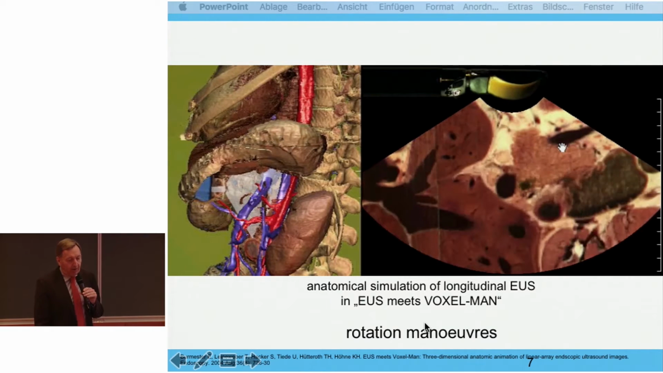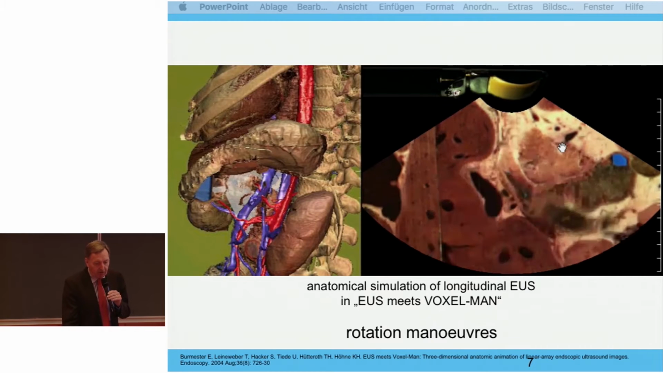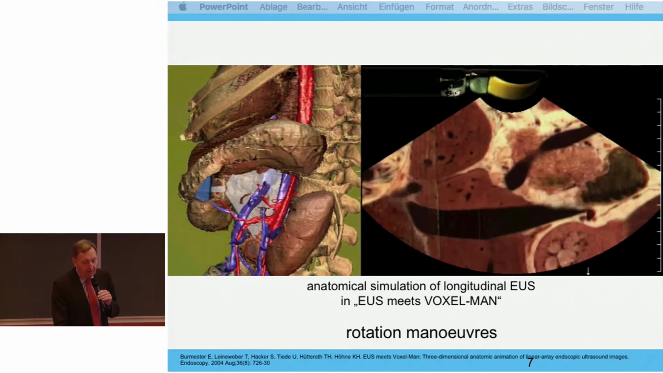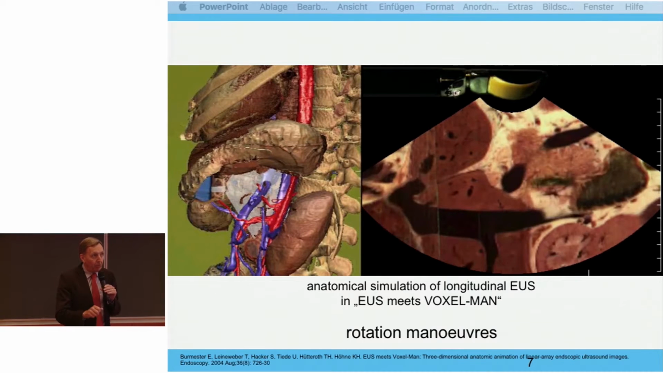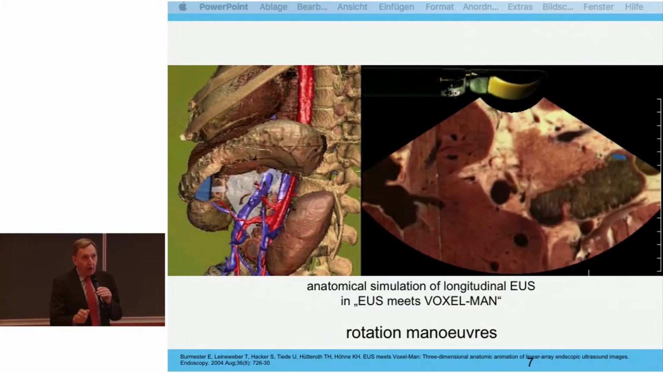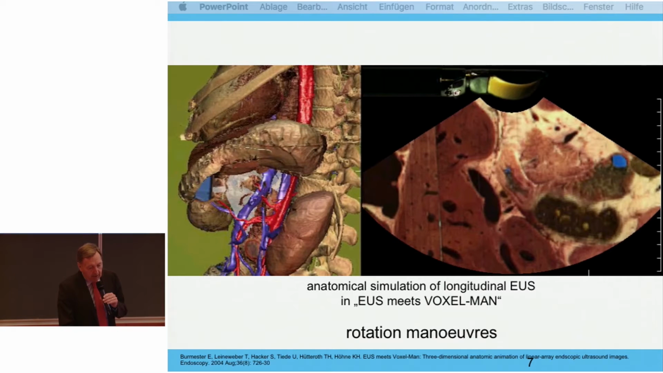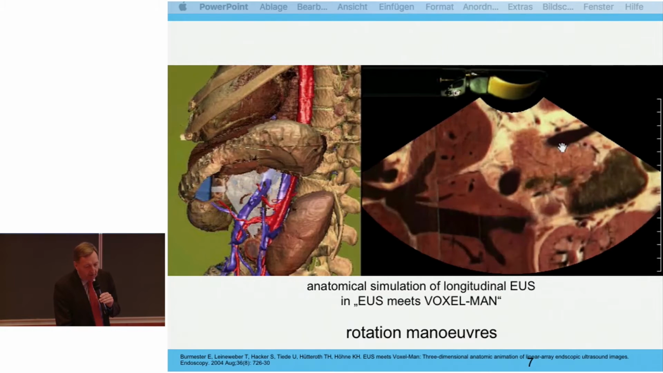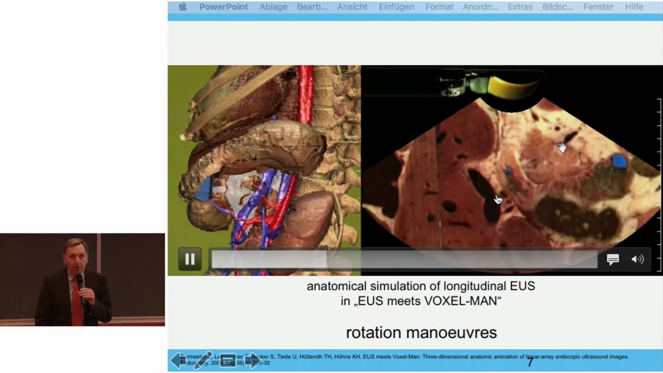In longitudinal scan, you have more rotation maneuvers, and this is an anatomical simulation in our training tool for longitudinal US. If the transducer is directed dorsally and you rotate the instrument to the right, it goes to the left side of the body. And if you rotate it to the left side, it goes to the right side of the body, as you can see here. You can follow the portal vein.